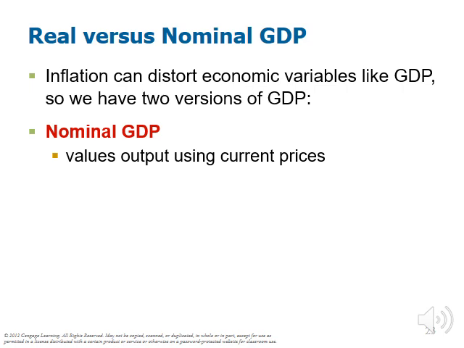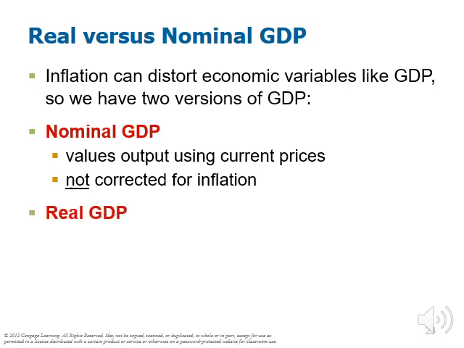When we are calculating GDP, you'll remember in our definition that we looked at the market value of all final goods and services. This market value is a price variable. Inflation can distort economic variables like GDP. So we actually have 2 versions of GDP. One of them allows us to account for inflation. That's real GDP. And one of them includes inflationary trends. That's nominal GDP.